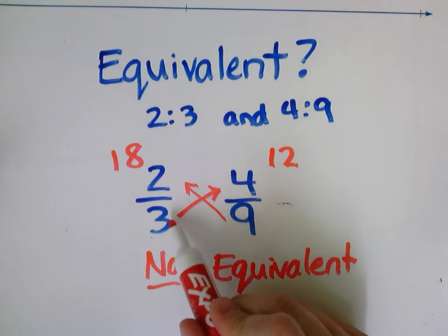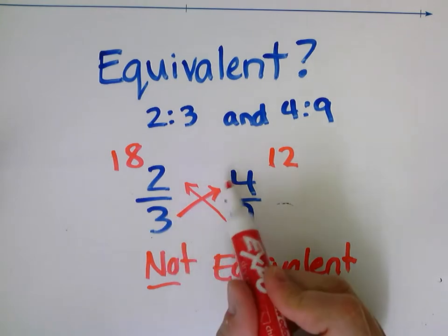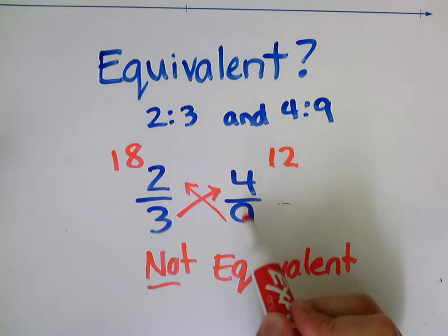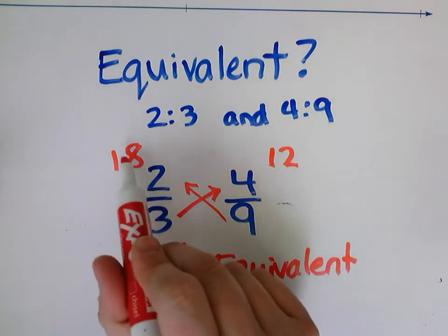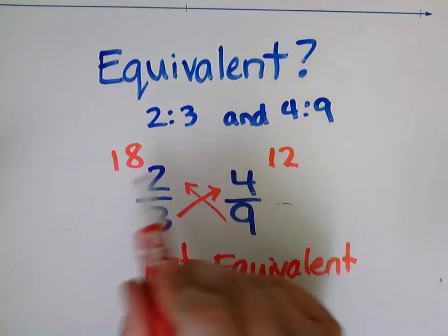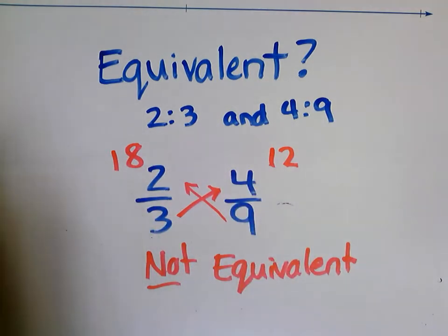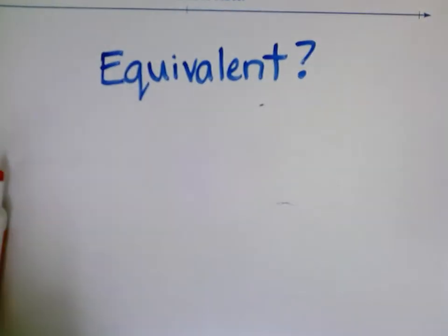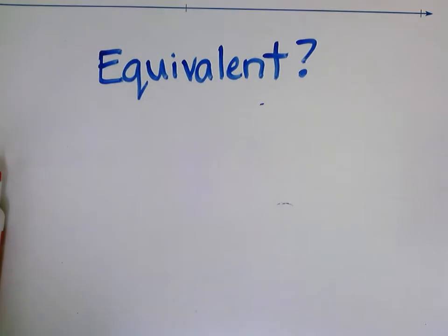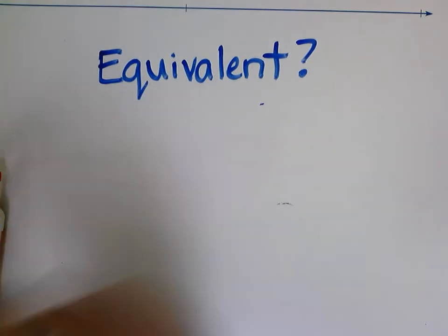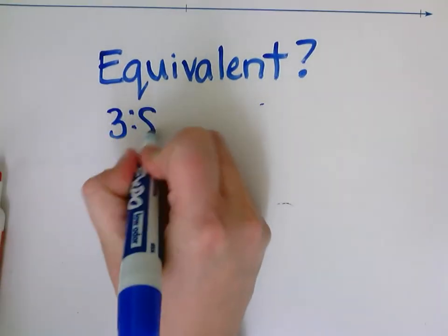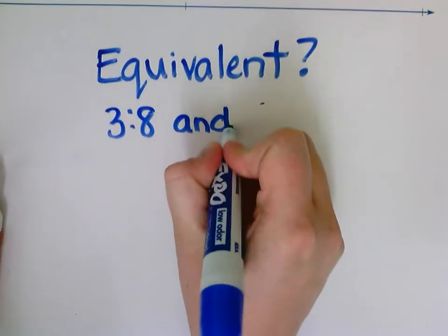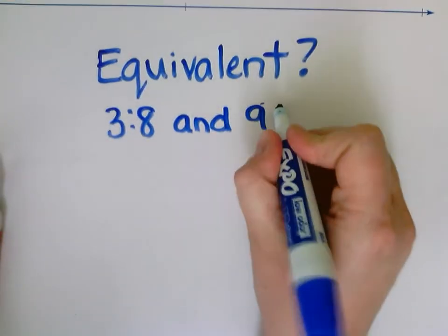All you have to do is multiply the denominator times the numerator this way, and then the denominator times the numerator this way, and compare the products, compare the answers. Let's try another example. Let's talk about the ratios of 3/8, or 3 to 8, and 9 to 24.